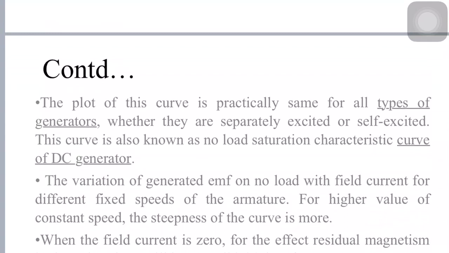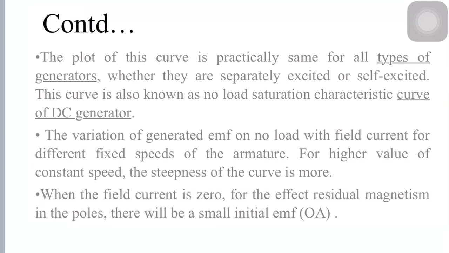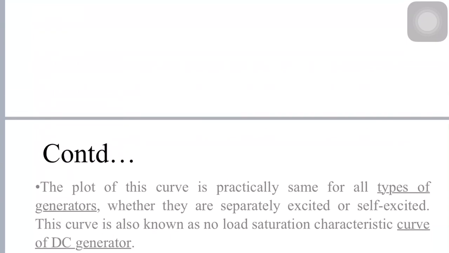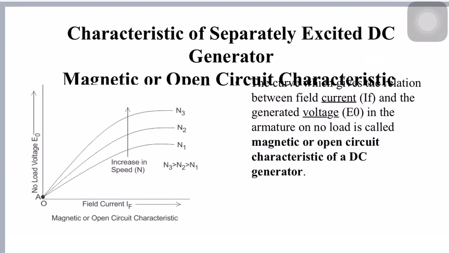When the field current is zero, there is some generated EMF OA. This is due to the residual magnetism in the field poles. First point we have to take care: that is, if we see in the diagram, when the field current is zero, there is some generated EMF OA. This is due to residual magnetism in the field poles.